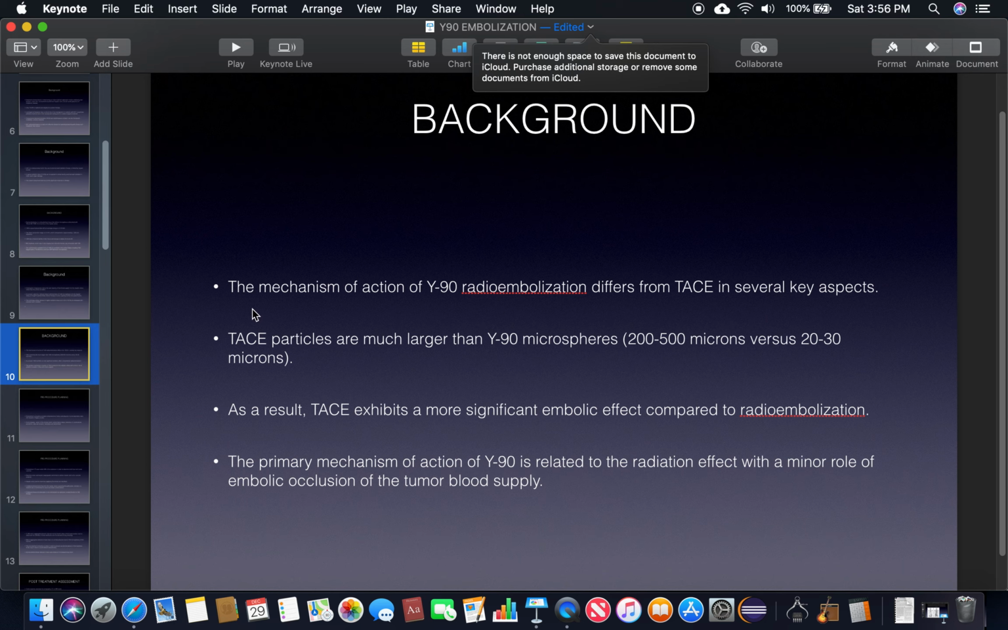Now, the mechanism of action of radioembolization differs from TACE in several key aspects. TACE particles are much larger than microspheres, 200 to 500 microns versus 20 to 30, and as a result, TACE exhibits a more significant embolic effect. The primary mechanism of action of yttrium is believed to be the radiation effect with a minor role of the embolic occlusion. So it's an important distinction you must understand. TACE uses microembolization to kill the cells, whereas with yttrium 90 microspheres, the effect of embolic occlusion of the arteries is less. It is more of the radiation effect that is of use.